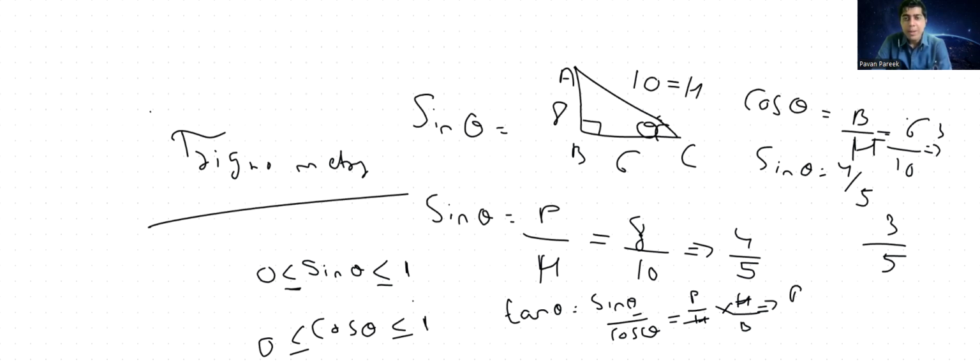What is the perpendicular? That is 8. What is the base? That is 6. So 8 upon 6, that is 4 upon 3, is the value of tan theta. So this is how we are going to solve these kinds of questions. Not questions, this was just an introduction video.